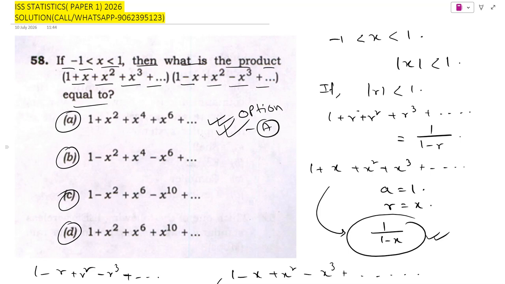So whenever you encounter an infinite series, first check whether it is a geometric progression or not. Verify the convergence condition, mod of r less than 1. Convert the series into a fraction using the GP formula, and then perform the algebraic simplification. If options are in the series form, expand the final fraction back to the geometric series. So this was all about this question. So clear?